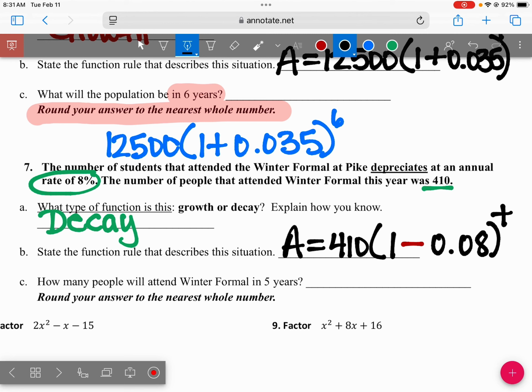Now use your rule that you wrote in part B to answer part C. You're going to substitute a 5 in. And again, we're talking about people. When we're talking about people, we don't have a decimal. So go ahead and substitute that 5 in and get your answer, ignoring the numbers after the decimal.